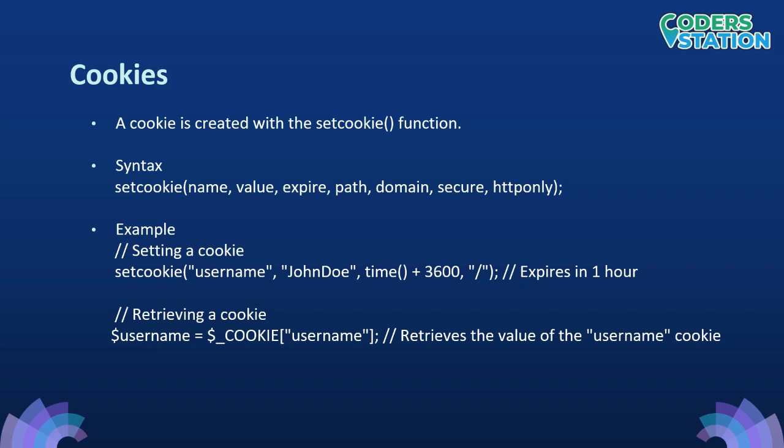So, retrieving a cookie. Now that we have set a cookie named username, $username = $_COOKIE["username"]. $_COOKIE is an array, and the key that we are accessing from the array is username, which is stored in the $username variable.